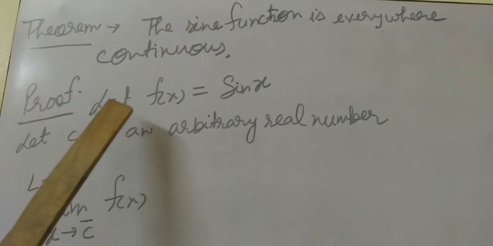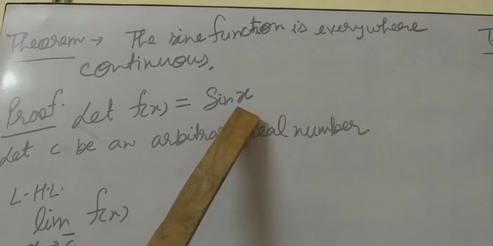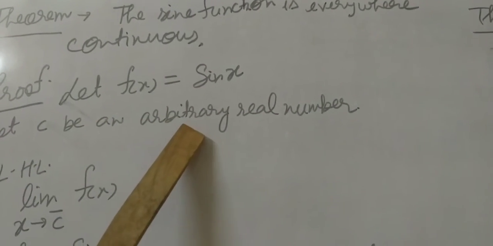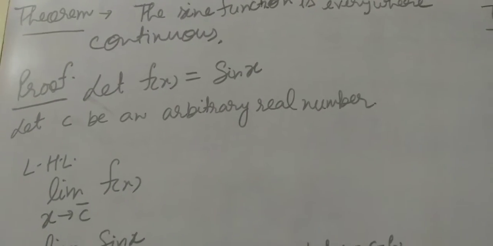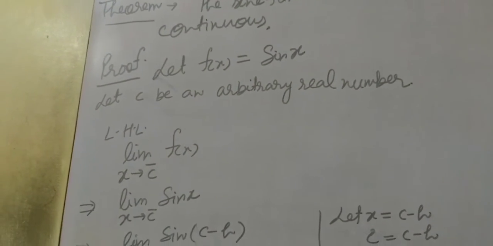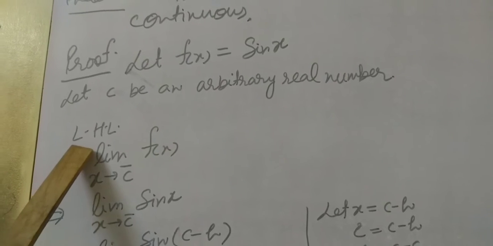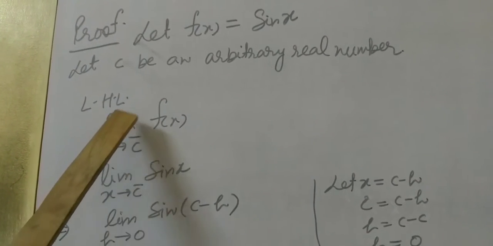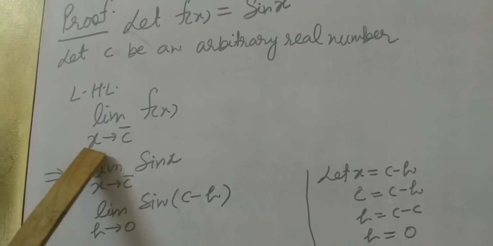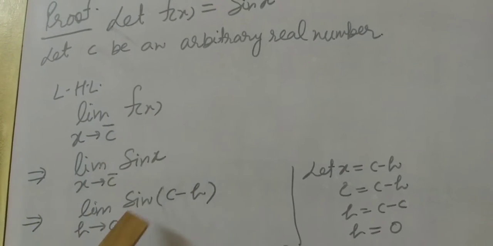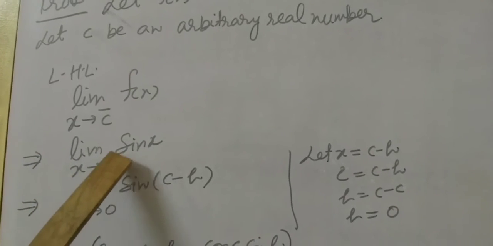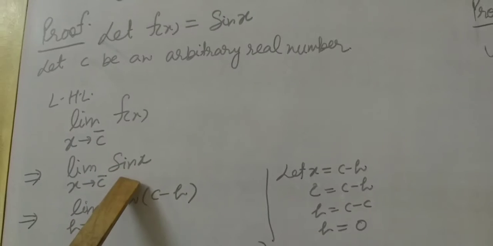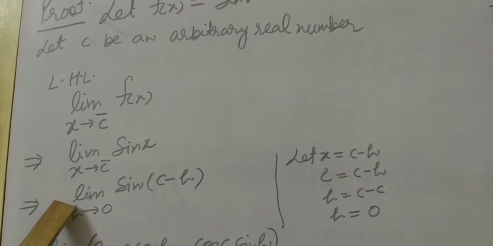Proof. Let f(x) = sin x. Let c be any arbitrary real number. Now students, we are going to find the LHL, the left hand limit at x = c. The limit as x tends to c from the left of f(x), which is the limit as x tends to c from the left of sin x, because f(x) = sin x. Now students, we have to change the limit.